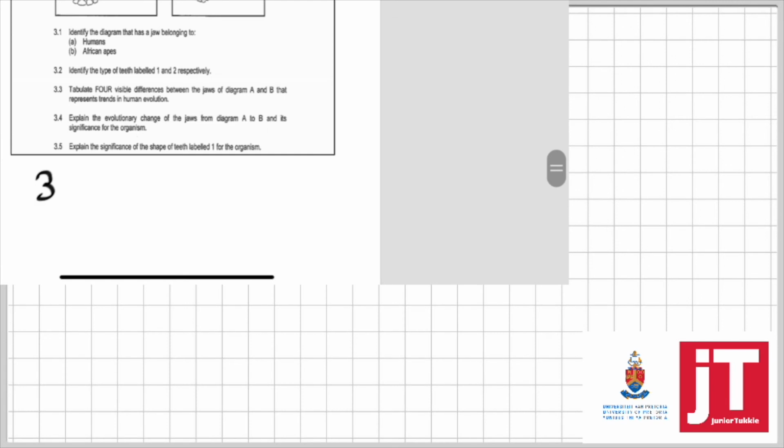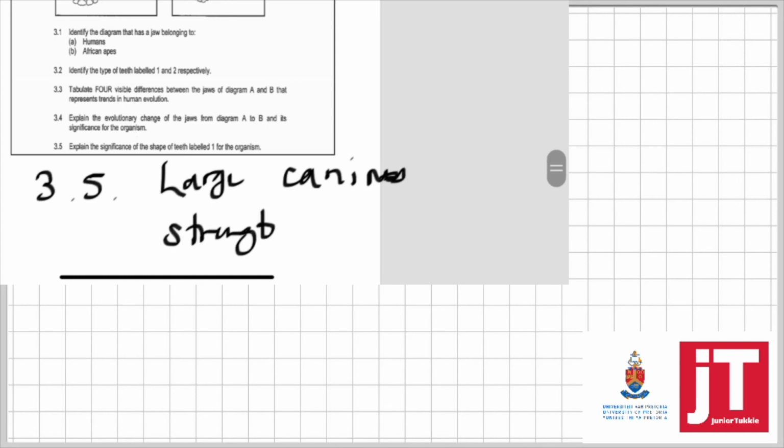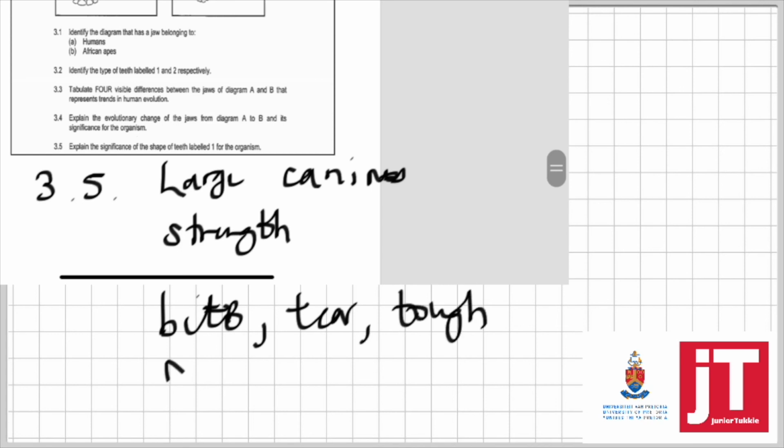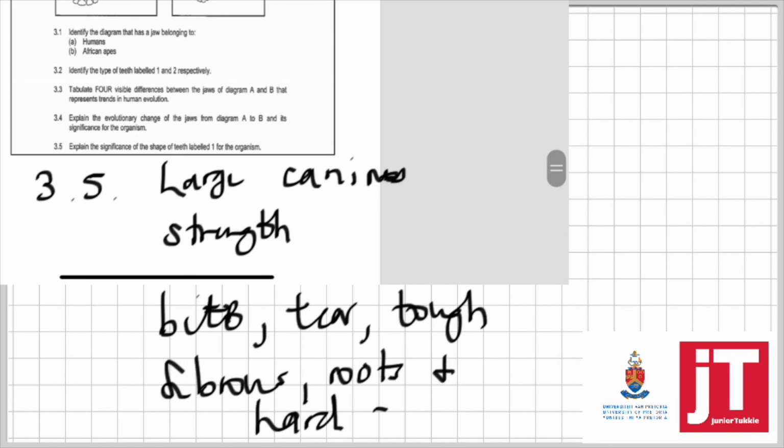Question 3.5. Explain the significance of the shape of the teeth labeled 1, which was the canines, for the organism. Now, the large canines were used for strength, to bite and tear the tough fibrous roots and the hard seeds. So the larger the canines, the better the amount of strength there was to eat that type of food. So the large canines were for strength. So make sure you know this question as well. I also cover it in my theory video. And these are quite common questions for you to get in your exam.